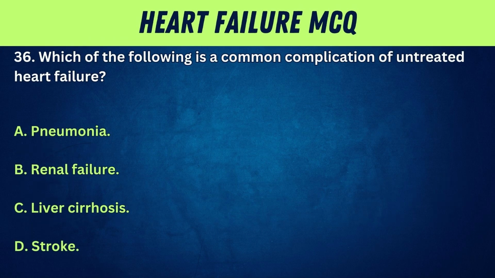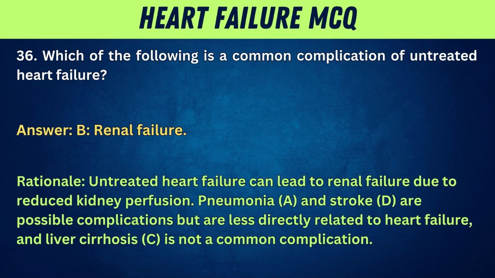36. Which of the following is a common complication of untreated heart failure? A. Pneumonia. B. Renal failure. C. Liver cirrhosis. D. Stroke. Answer: B. Renal failure. Rationale: untreated heart failure can lead to renal failure due to reduced kidney perfusion. Pneumonia, A, and stroke, D, are possible complications but are less directly related to heart failure, and liver cirrhosis, C, is not a common complication.